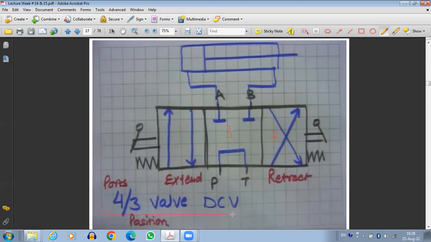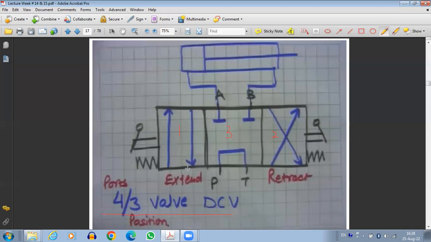Okay, so one thing that you should know is how do we write a valve? When we write here 4 by 3 DCV, what does it mean? How many ports does it have? How many positions does it have? So you should know which number represents what. If it is written 4 by 3 DCV, then 4 means the ports, 3 means the positions of the spool, and DCV means it's a direction control valve.